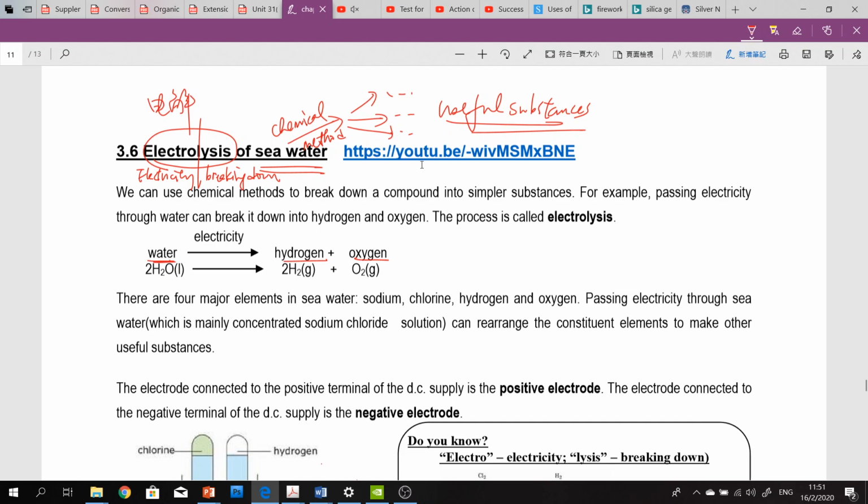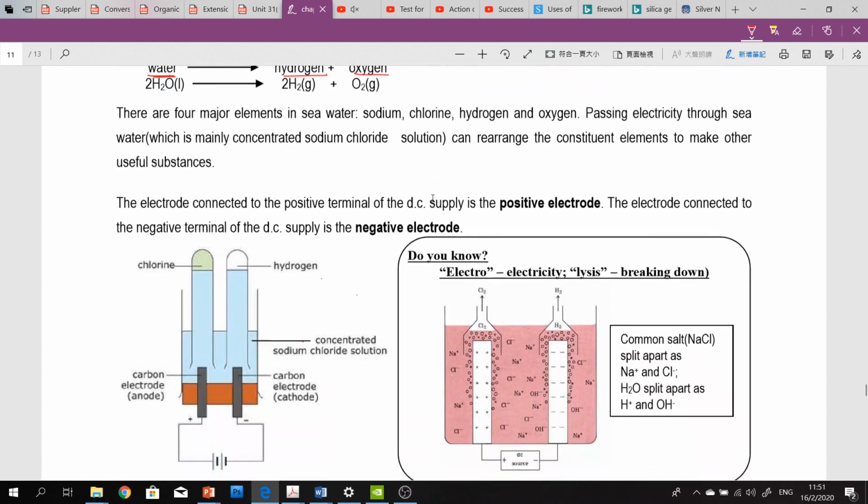Okay, so what will happen if I have sodium chloride solution? The case is more complicated because for the sodium chloride solution, we have got 4 elements. We've got sodium, chlorine, hydrogen, and oxygen. These two form the salt, while these two form water. So we are going to rearrange the constituent elements to form the useful substances.